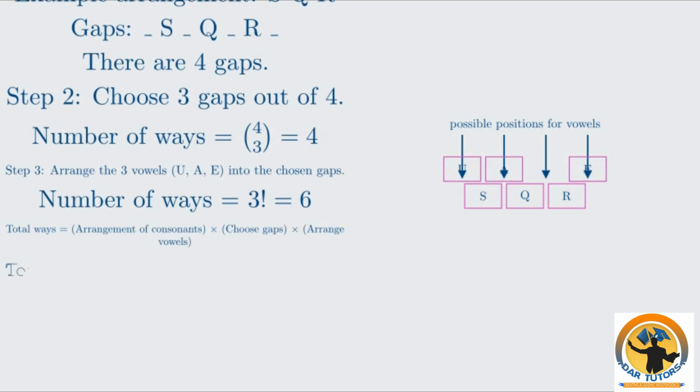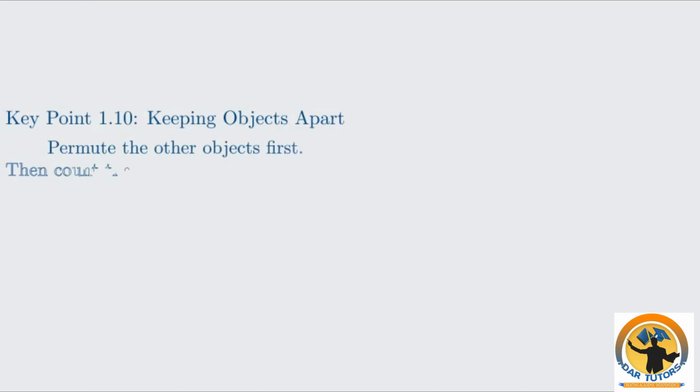Finally, we multiply the results from our 3 steps. The total number of permutations is 3 factorial times 4 choose 3 times 3 factorial, which is 6 times 4 times 6, giving us 144. The key point for keeping objects apart is to first permute the other objects, and then count the permutations of the gaps created.